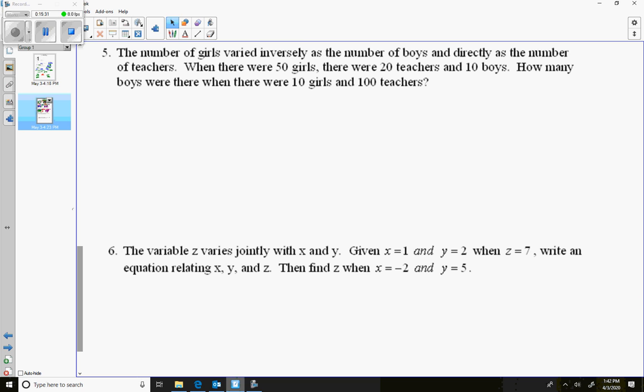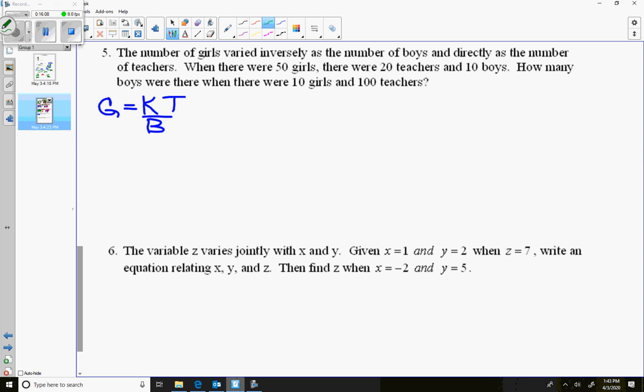Number of girls varied. Girls varied inversely, which tells me to divide, as the number of boys and directly as the number of teachers. Now, even though they said directly here at the end, directly still means times that K. So directly as the number of teachers puts that T back up here on top next to the K constant of proportionality. There's step one. There's your prediction equation.